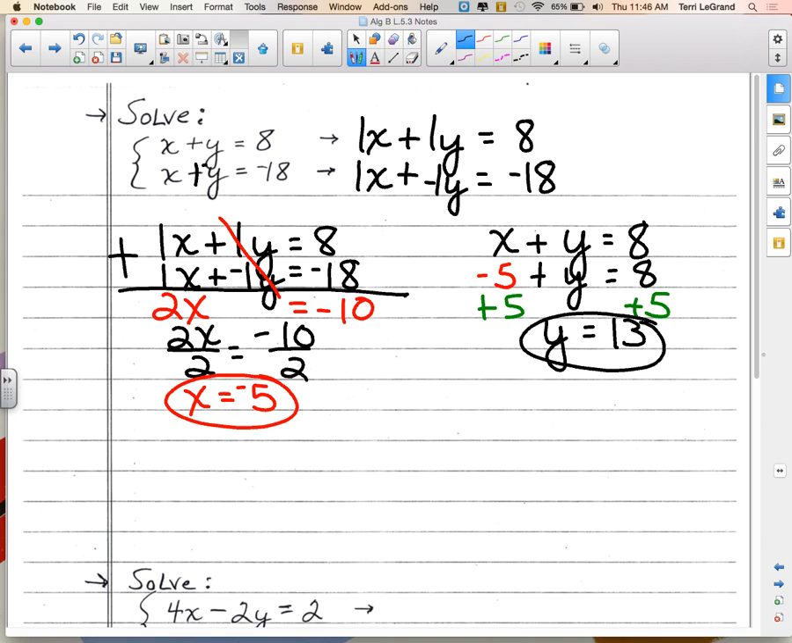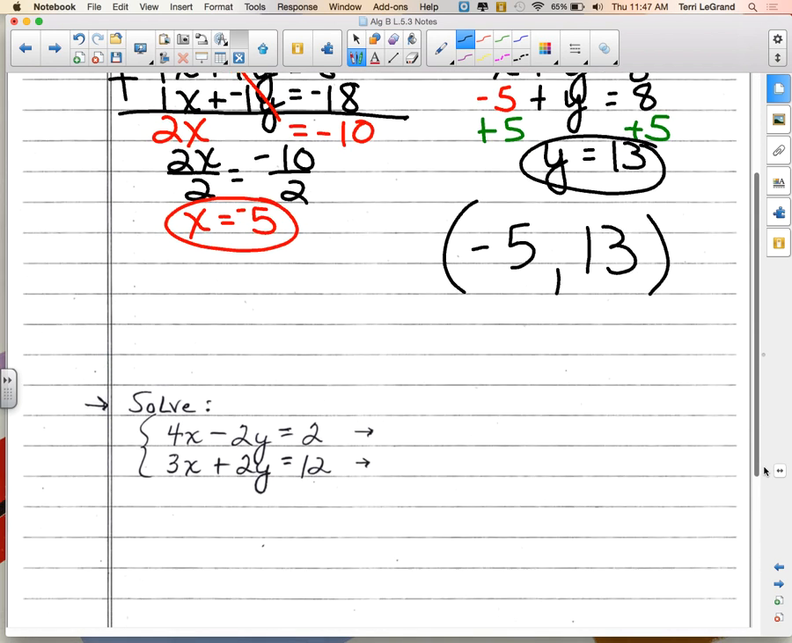Get y equals 15. Anybody use the other equation? Just out of curiosity, I want to see if we still get the same thing. Would we get the same thing if we use the other equation? Yes, we better. So what's our final answer? Negative 5, 13. These two equations would intersect on the graph at the ordered pair (-5, 13).